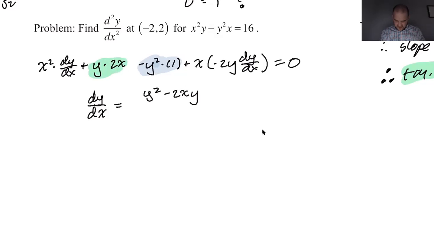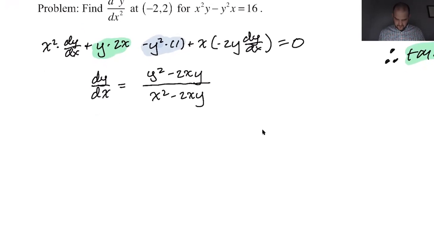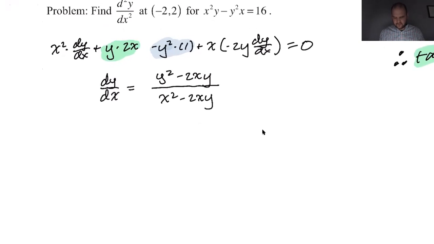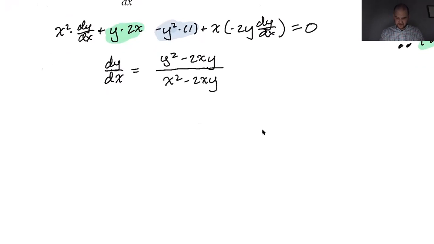And now I'm going to divide by, what are the coefficients of dy/dx? It's x squared minus 2xy. That's really interesting. There's like symmetry in our derivative. I don't know that it means anything, but now we need the second derivative. So we're going to find the derivative of this thing with respect to x. It's going to be kind of gross.